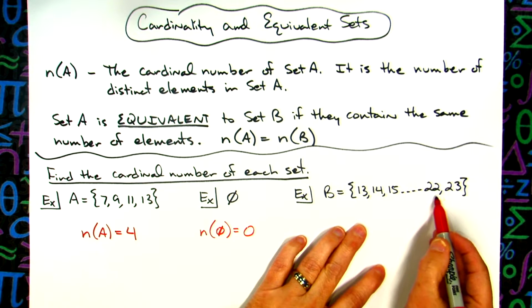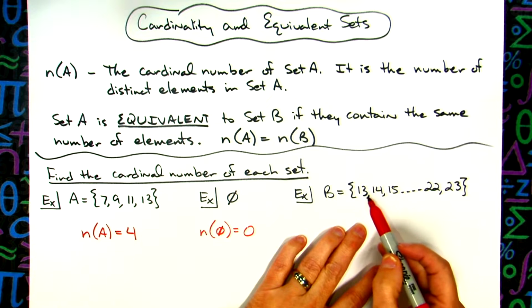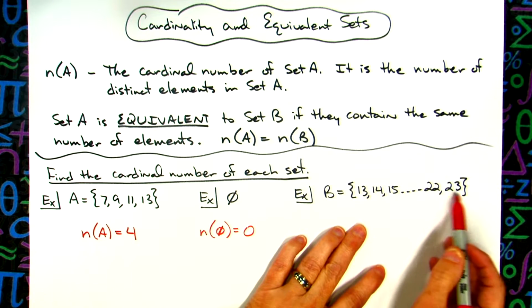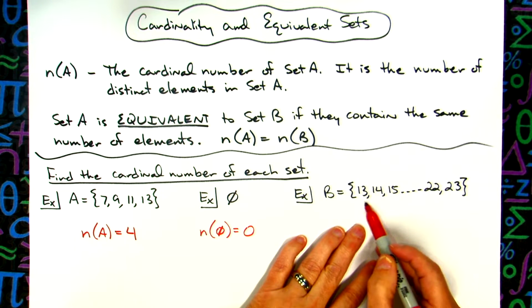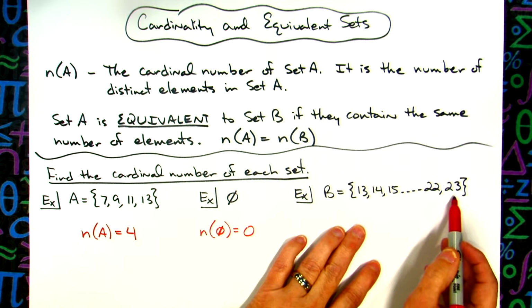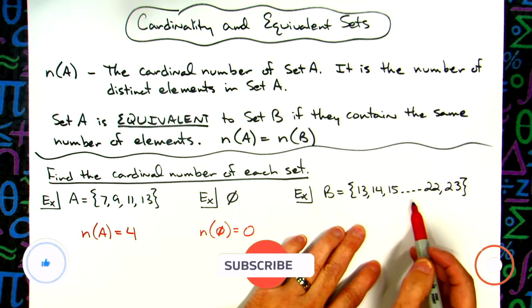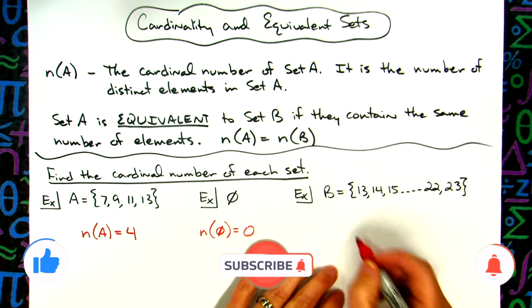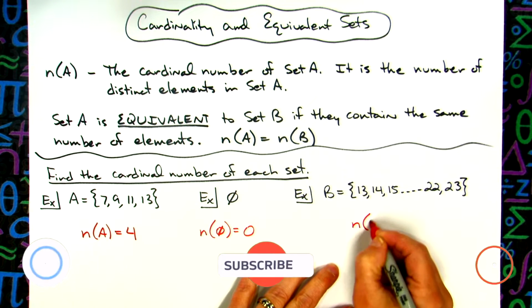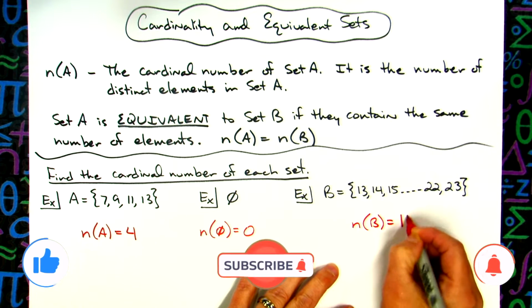Now this one right here, the set B here has 13, 14, 15, and then the dots in the center, and then 22 and 23. You cannot just count the numbers that you see. This is indicating every number between 13 and 23. So you would have to list them all out and count them up, and you're going to see that there are 11 numbers there. So the cardinal number for set B is going to be 11.